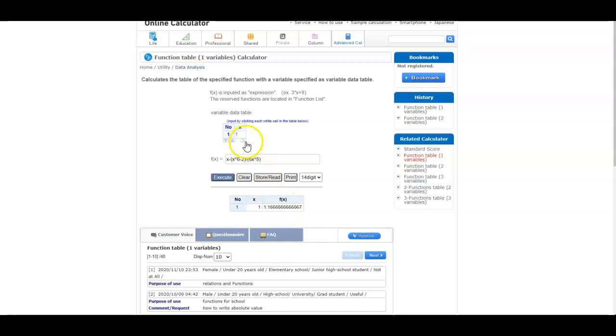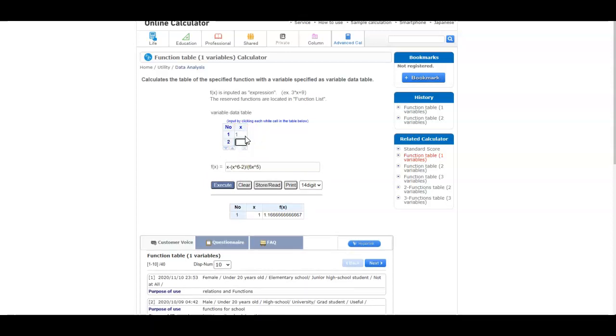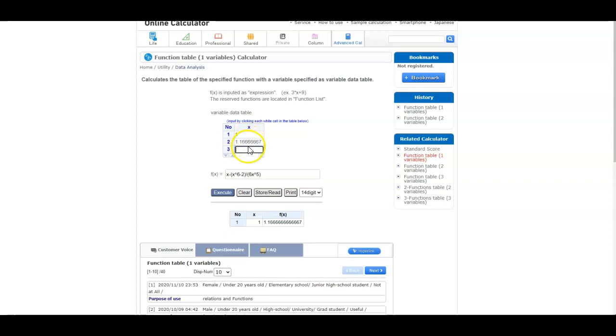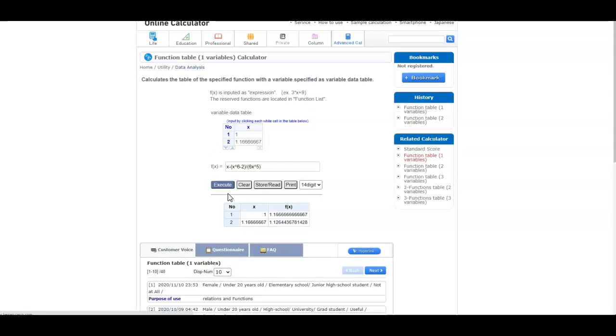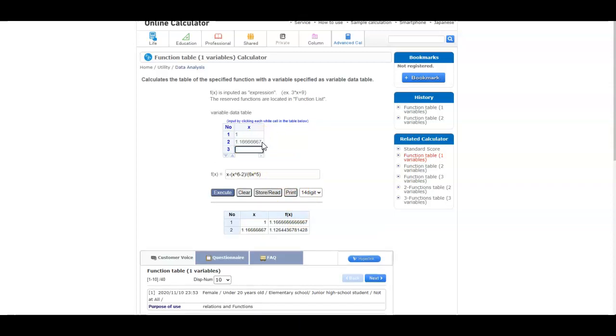And then you're going to have to add another table. So here you put in 1, okay, and now you're going to put in, to 8 decimal places, 1.1666667, and then hit enter. Okay, and then you're going to hit execute. Now when you hit execute, you're going to get the second particular value that we got. So now once you get to the end here, hit enter, and now you're going to put this in.